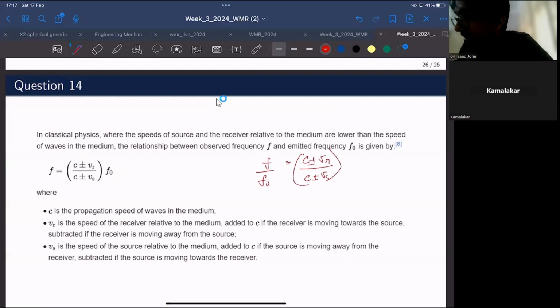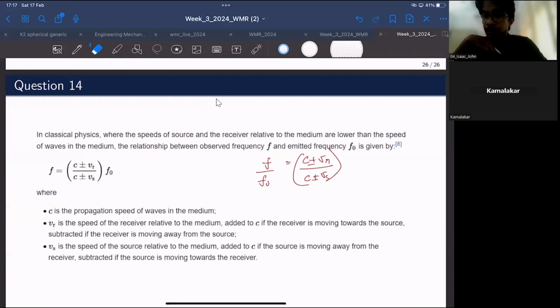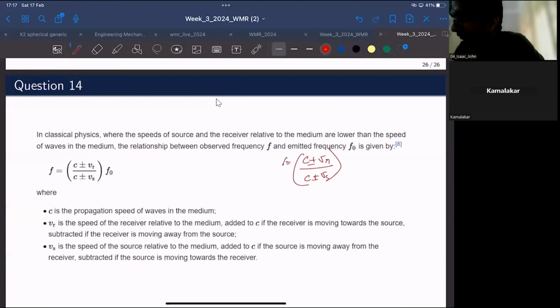So if you can recall, for both of these cases, one example: if the transmitter is moving towards us, consider that scenario, we actually perceive a higher frequency than the transmitted frequency, right? So F should be higher than F0. F should be greater than F0.